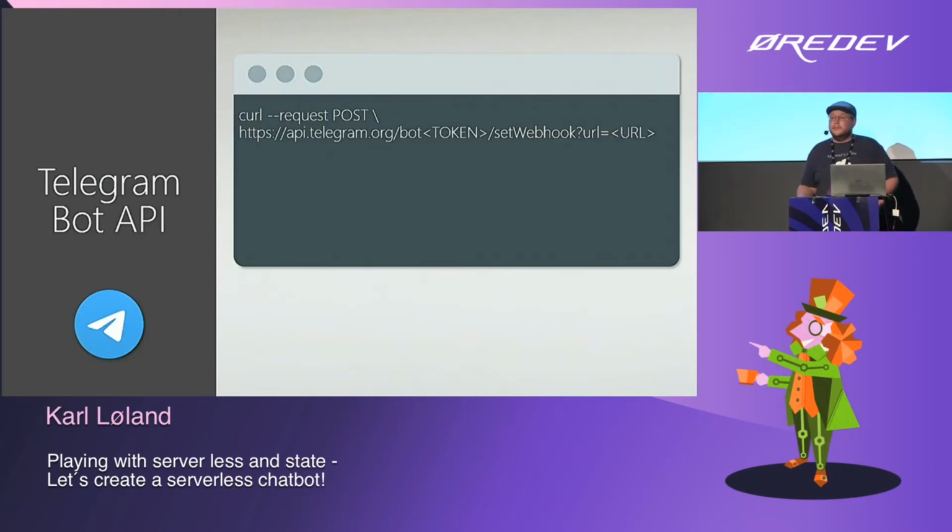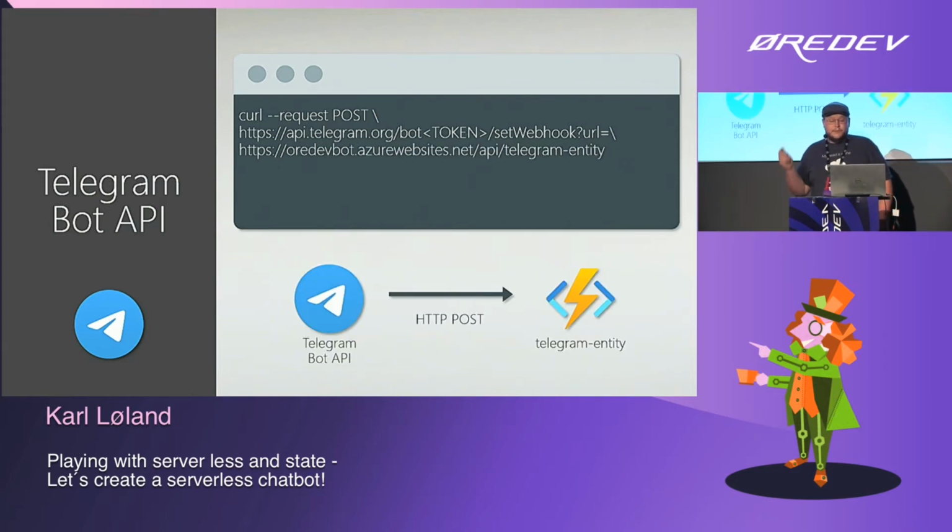So the Telegram bot API mainly uses polling to let bots receive messages, but they also have support for webhooks. All you need to do is register a URL that Telegram can send an HTTP post message to whenever a new message is sent. So for this bot, I have already registered a URL for a function named Telegram entity. That means that the function we're going to create shortly also needs to have the same name. I've done this so that I do not have to do the registration live on stage. It's not the end of the world if I would have to do it, I'm just lazy.